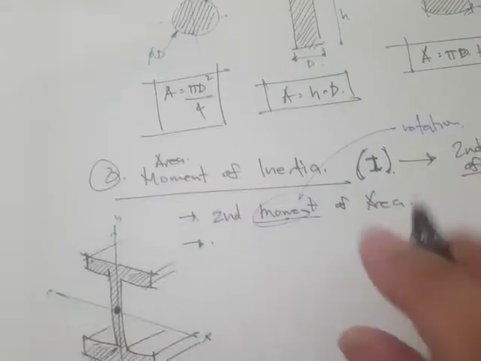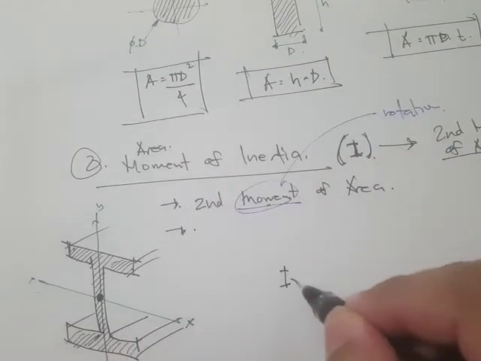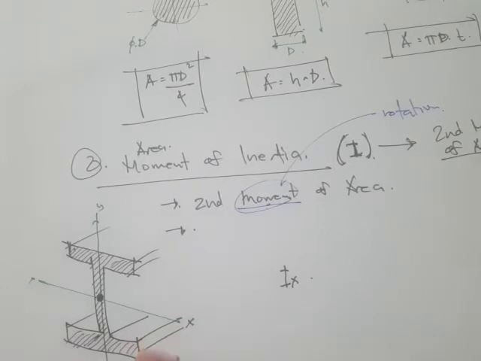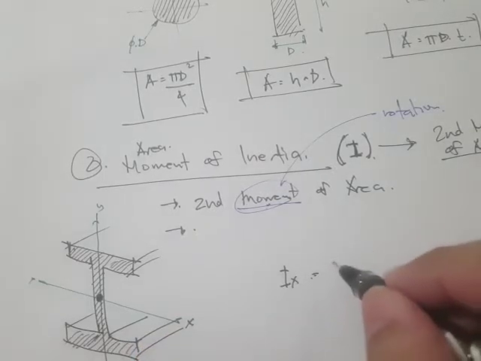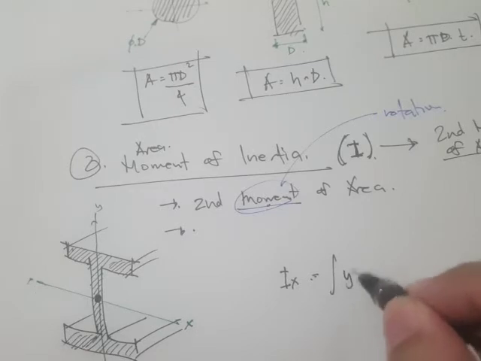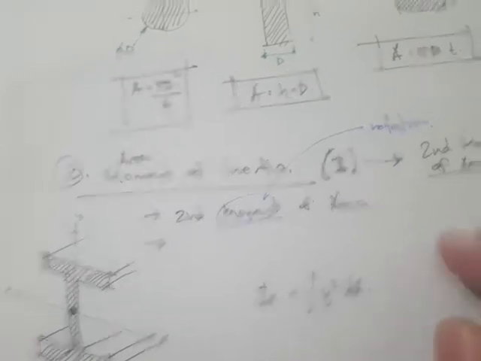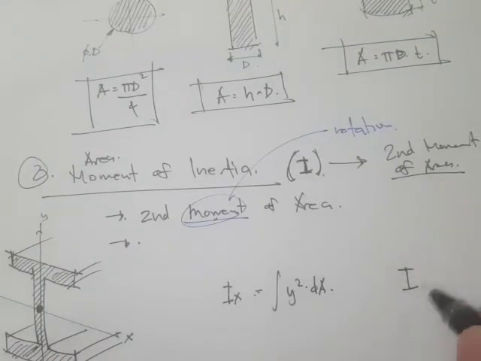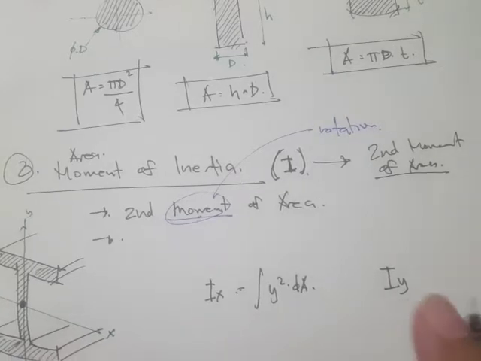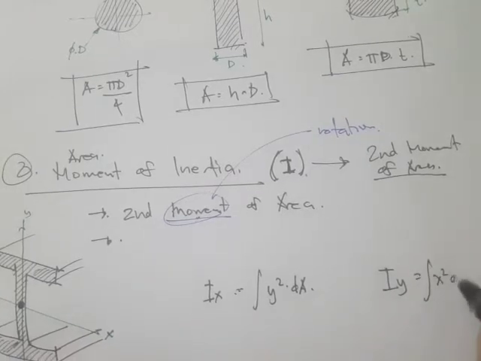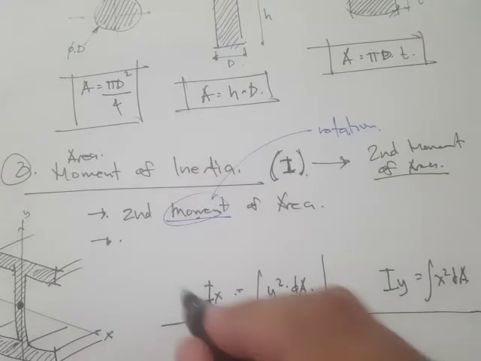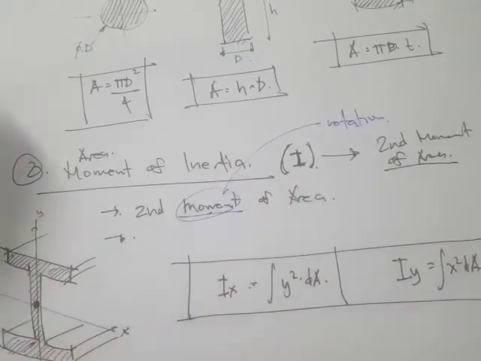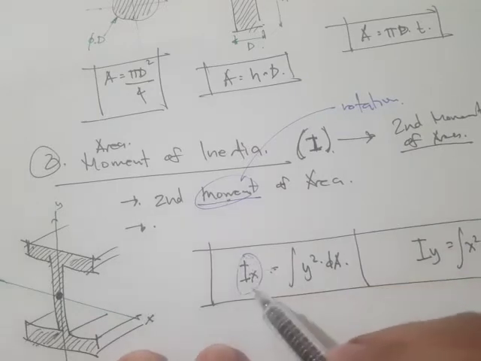Okay, so in mathematical expression, we can express this moment of inertia. If we rotate this along x, we have this expression as y squared times dA, right? And for the moment of inertia along the y, this is x squared dA. Okay, so let's focus right now on the contents of these expressions. Okay, so this is our moment of area.